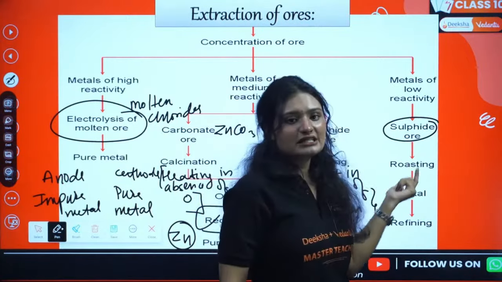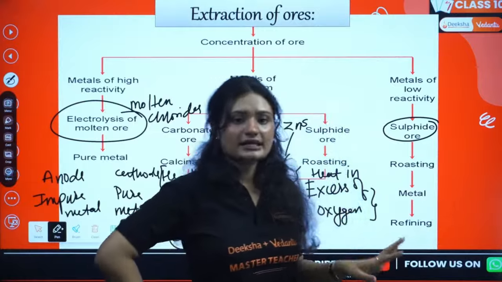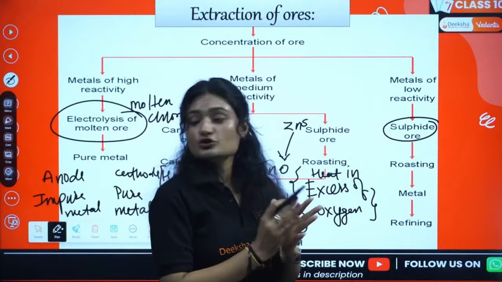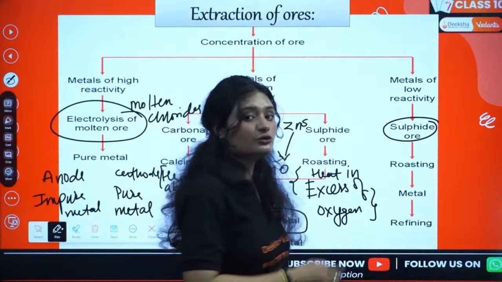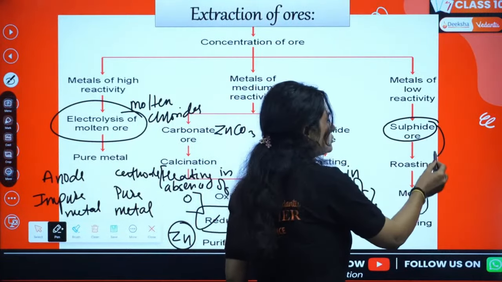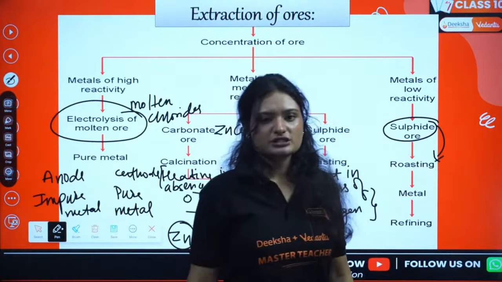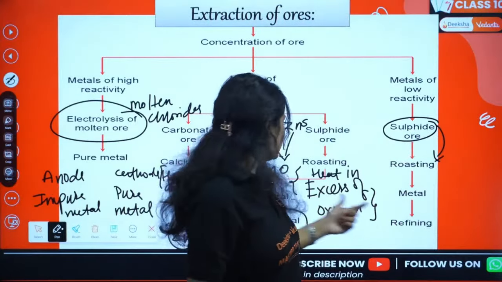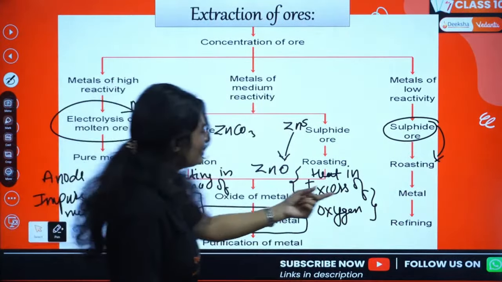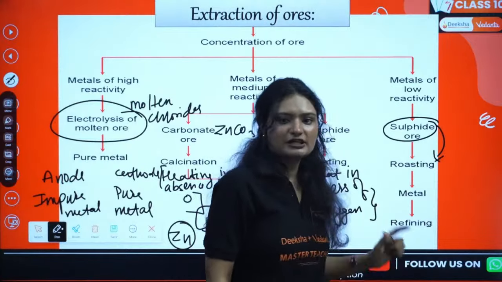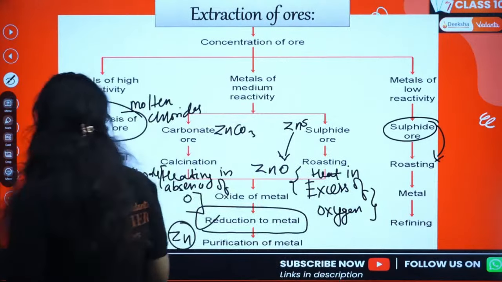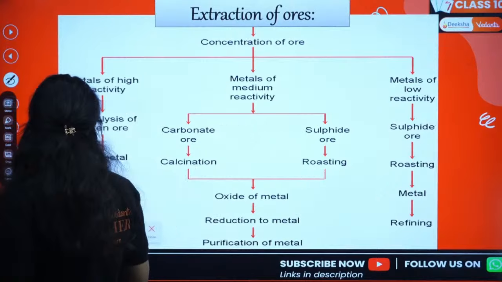Now, metals of low reactivity will exist as sulfide ore. How do you get your metal from the sulfide ore? Yes, we get it by roasting. And after roasting, you follow the same process: oxide, then reduction, and that's how you get your metal, and then you refine your metal. Are you understanding, my dear kids? Is it clear to you all?